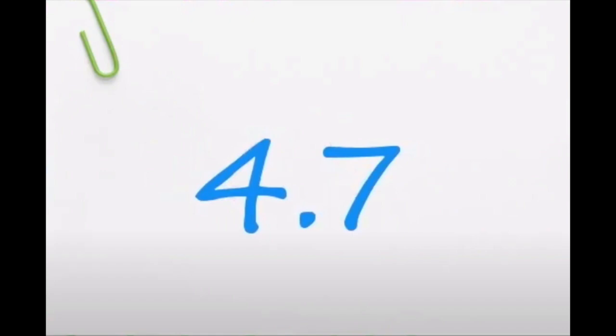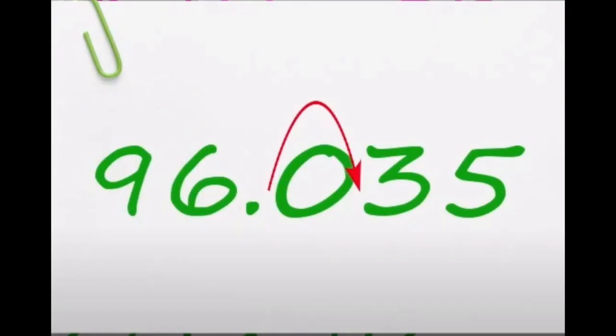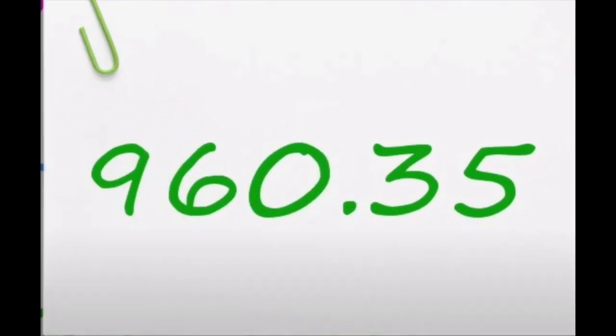Okay, now let's try it with a bigger number. So we're going to start with 96.035 and we want to multiply it by 10. Again, I'm going to stop and give you a minute to figure it out yourself, and then I'll give you the answer. So here we're going to take 96.035, we're going to move the decimal one spot to the right because it's growing, and we're going to end up with 960.35.